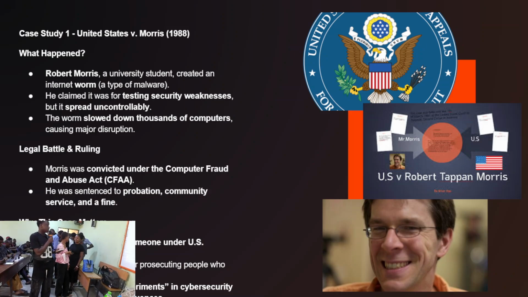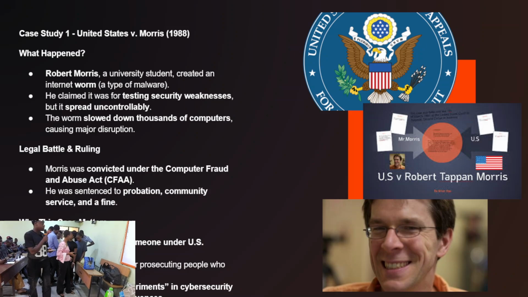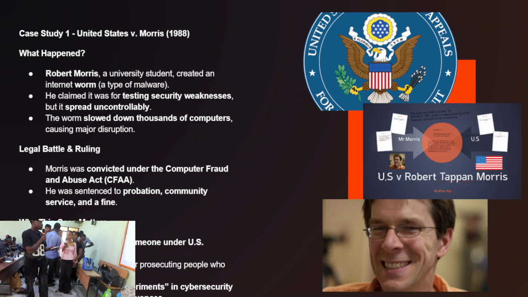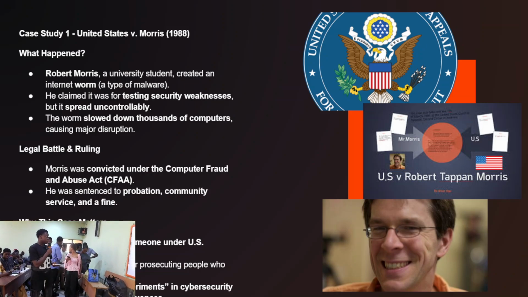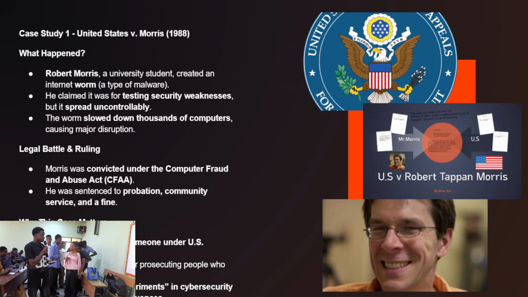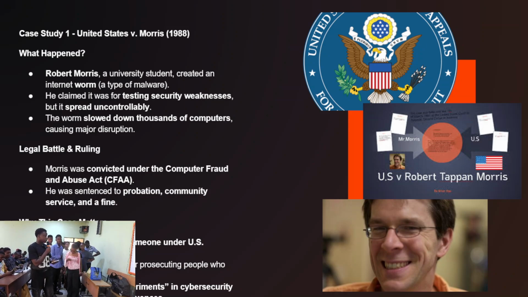Robert Morris claimed that the internet worm was for testing security weaknesses, but the spread was uncontrollable. The worm slowed down thousands of computers, causing major disruptions. In the legal battle, Morris was convicted under the Computer Fraud and Abuse Act. He was sentenced to probation and community service and fined.